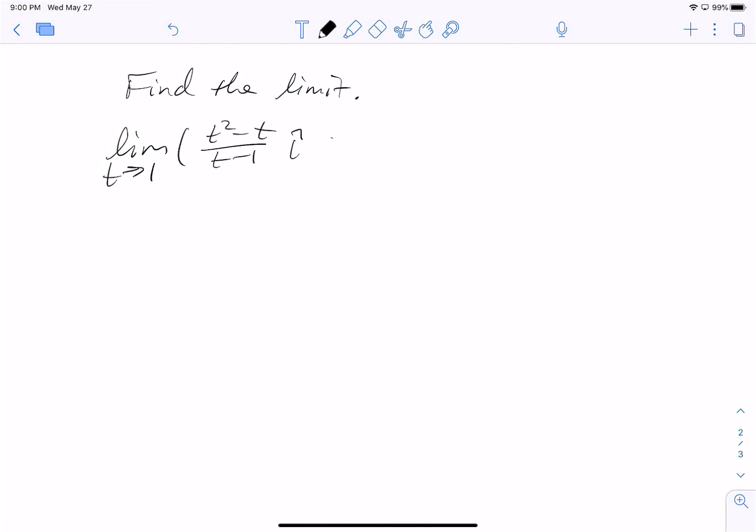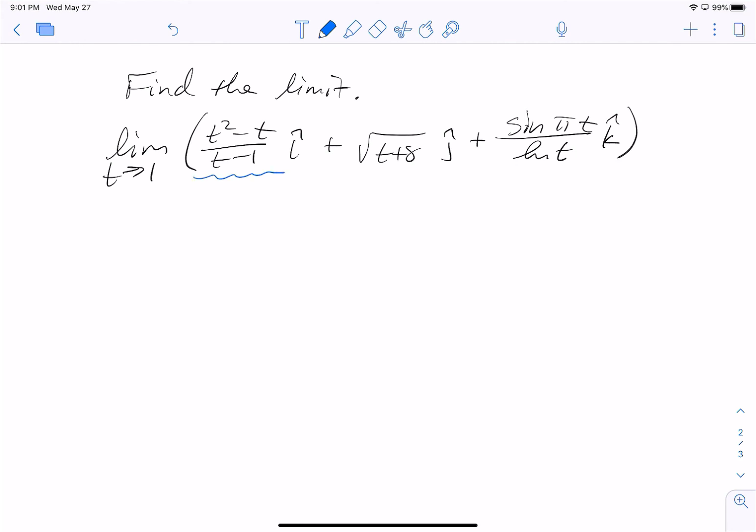Now let's consider a limit. We're going to find the limit as t approaches 1 of t squared minus t over t minus 1, i, plus the square root of t plus 8, j, plus the sine of pi t divided by the natural log of t, k. We're again going to take these component by component, and I'm first going to look at the limit as t approaches 1 of t squared minus t over t minus 1. We can see we have an indeterminate form, but in the numerator t factors out, leaving t minus 1. In the denominator we have t minus 1, so those divide out. This limit's going to turn out to be 1.